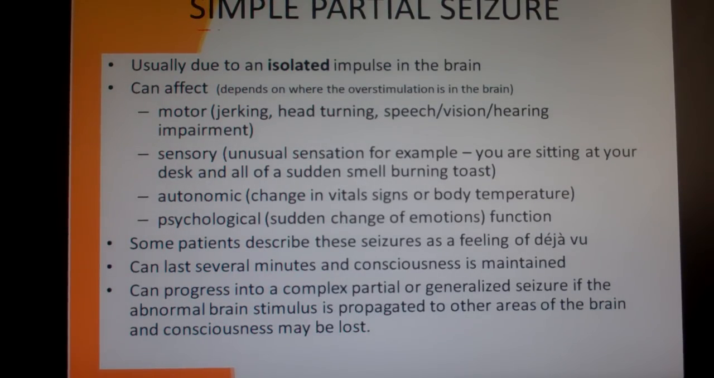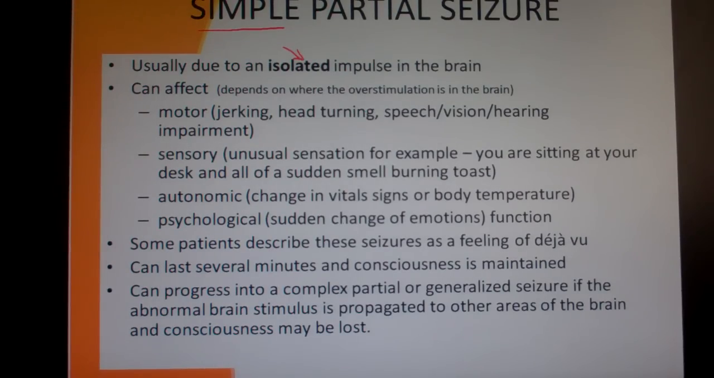Okay, again, simple, as in it's an isolated impulse in the brain and not generalized. This is simple partial. So it really depends on where the overstimulation is, of that nerve, where it is in the brain, depending on what's going to happen. So you see a few different things. You'll see a motor aspect of a simple partial. You'll see a sensory aspect. You'll see an autonomic aspect, and you'll see a psychological aspect. So you've got these four different parts to a simple partial seizure.